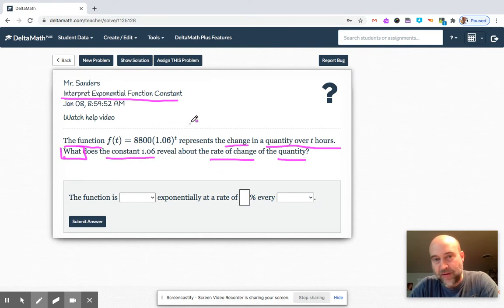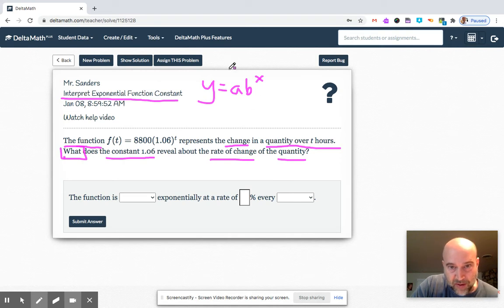Let's remind ourselves, whenever we're dealing with these, to get a format or a foundation of what things are being derived from. So this is our exponential function. X is in the exponent. Exponential function, the X is in the exponent. This is our zero value. This is our growth or common ratio. So in this case, we have our 1.06, and that's what they're asking us about. What does that mean in this context?